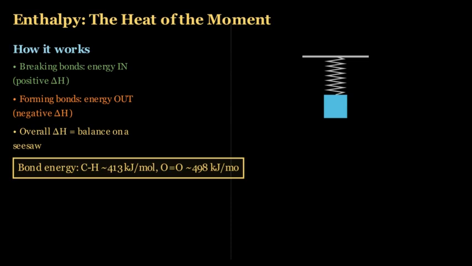Imagine a seesaw. On one side sits bond breaking, pushing the enthalpy up. On the other side sits bond forming, pulling it down. Whichever side is heavier decides whether the reaction feels hot or cold.